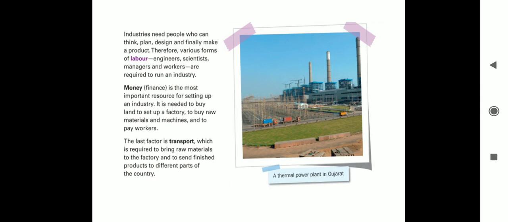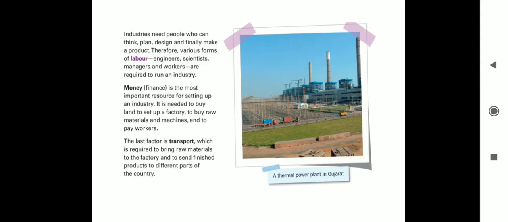Now how? They think, then plan. Suppose the thought comes to my mind to set up an industry. That thought is first to be planned, how it is going to work out, then I have to design and finally make the product. All the machinery and everything that is required has to be kept in mind. Therefore, various forms of labor are needed; I alone cannot set up an industry, I need people. Now what kind of labor? Engineers, scientists, managers, and workers. There are different categories of people required in industries.